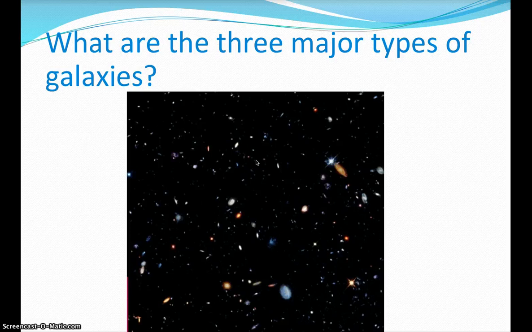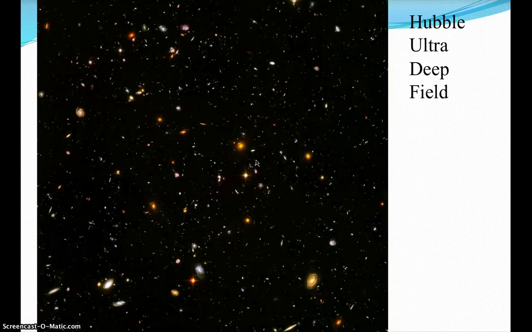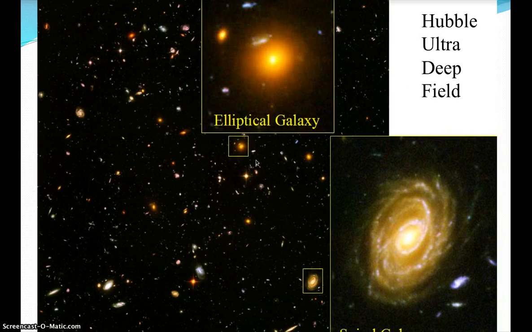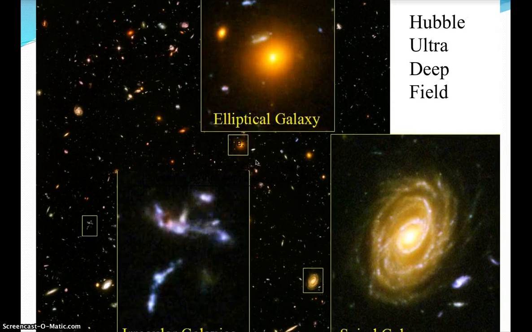We want to look at the three major types of galaxies. The first here, if we look at this picture, the first, of course, that we're familiar with is the spiral galaxy. Then we also have elliptical galaxies and irregular galaxies.